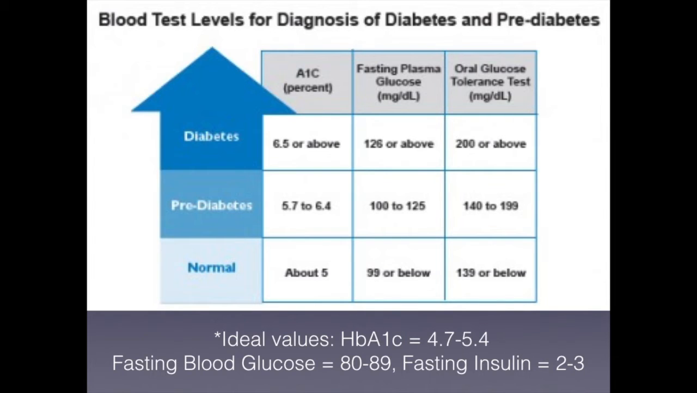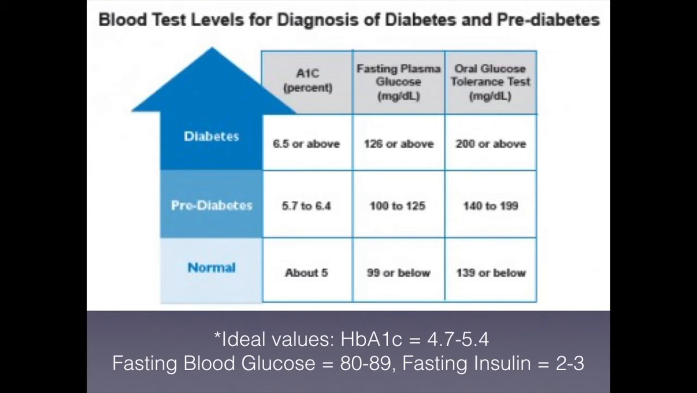Here's a chart that just demonstrates what exactly equals diabetes as far as a person's hemoglobin A1C levels or fasting glucose levels, as well as the pre-diabetic range and the normal range. I disagree with the normal range slightly, and so I've added them in at the bottom here. I like hemoglobin A1C to be between 4.7 to 5.4, ideally. I like fasting blood glucose in the 80s, ideally.